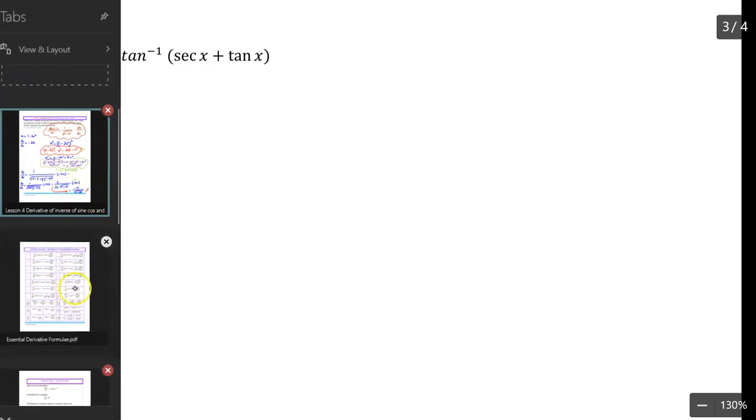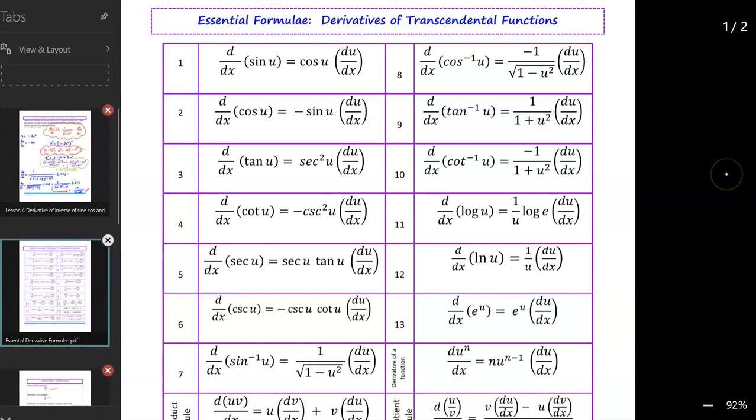So we have to use a few formulas to work with in this case. Alright, so let's get back to our formula sheet. In this case, you see tangent to the exponent minus 1 of an argument. Taking the derivative of this, it will become 1 over 1 plus u squared times du over dx. But we have secant x plus tangent of x, so you are using this formula as well. So you will be using number 5.